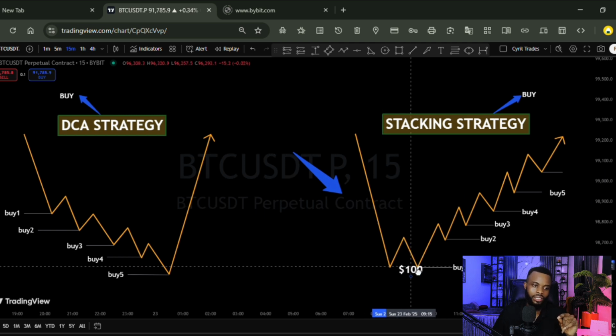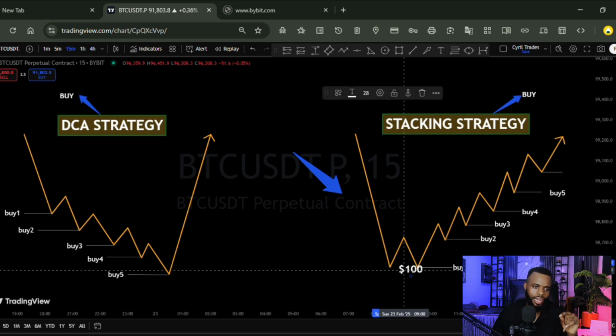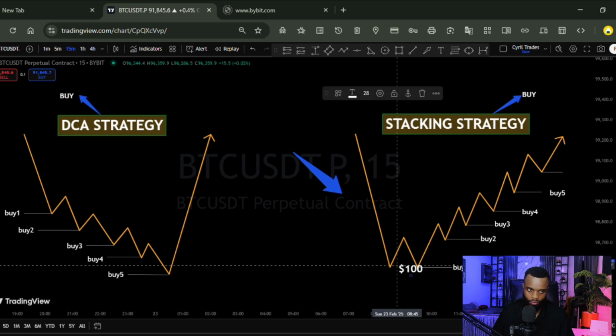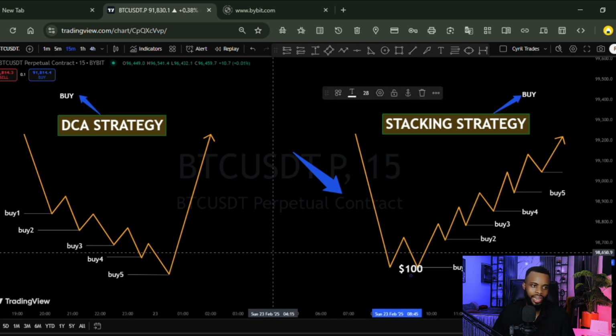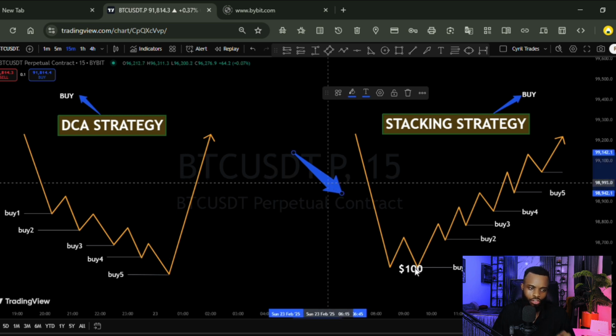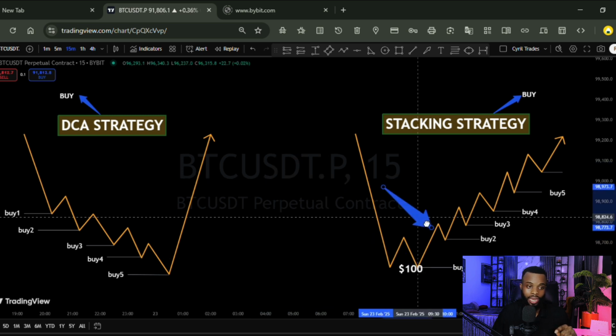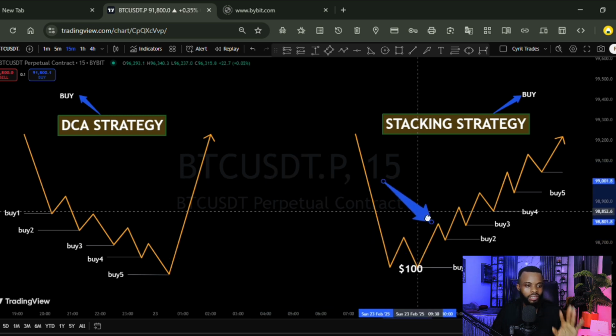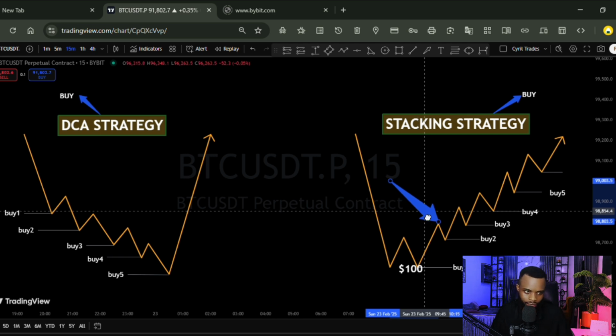Now, once you enter at this demand level, what you need to do right now, do not add any other position. Allow the market to make a move to the upside. After the market has made a move to the upside, you're already making profit. At least you're already making $20 or $50 profit, as the case may be.